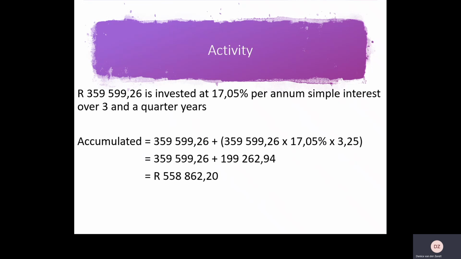My interest portion is 199,262.94, rounding it off there, adding it to my principal, giving me 558,862.20. Money has to have the additional 0. Any questions? Any questions that your calculator did something funny?